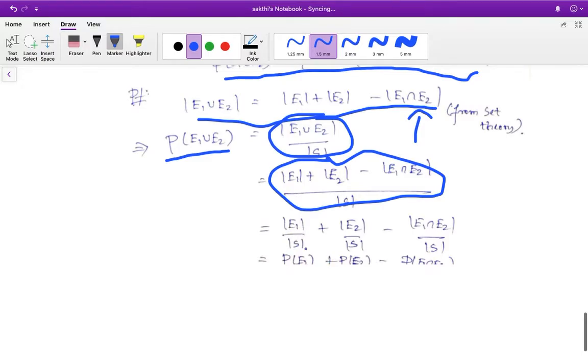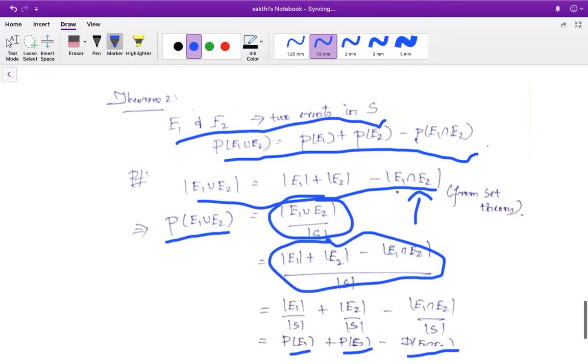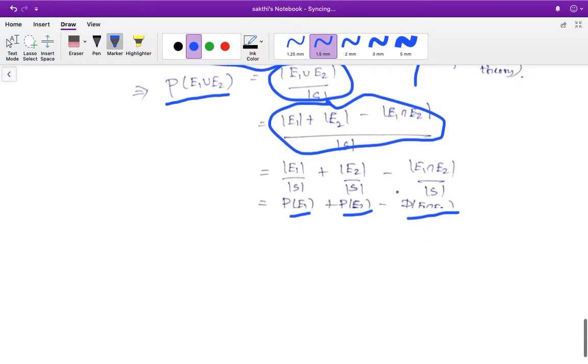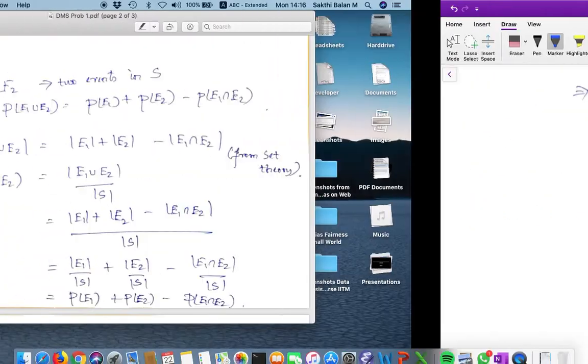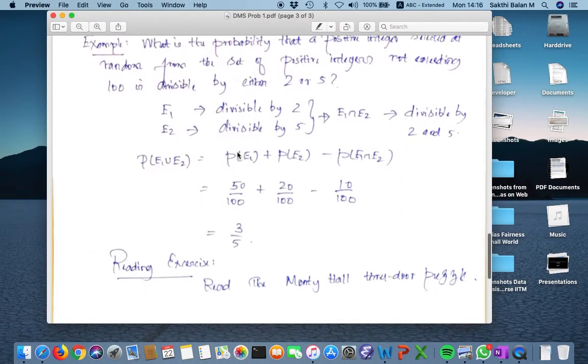We will get cardinality of E1 divided by cardinality of S, and that is nothing but P of E1, cardinality of E2 divided by cardinality of S, and that is nothing but P of E2, and cardinality of E1 intersection E2 divided by cardinality of S, and that is nothing but P of E1 intersection E2. Okay, and that's what you need to show. Okay, so that is theorem 2. Now we will see one application of this theorem, which is also quite easy.